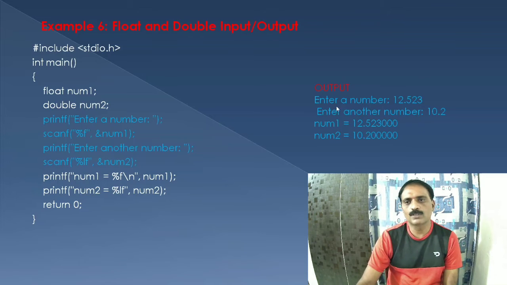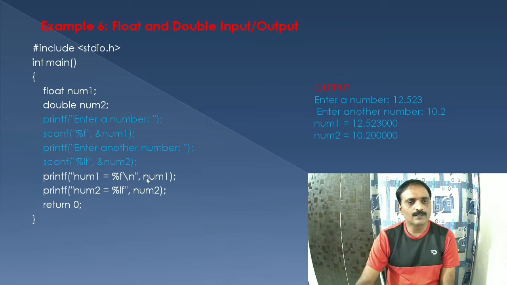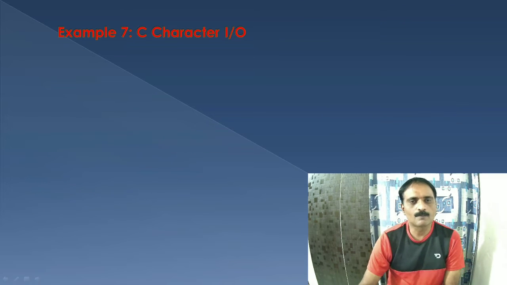And in the output we are going to have the display. First it will ask to enter a number. This is number 1. I am entering it as 12.52, and then entering another value, which I am giving as 10.2. So finally we are going to get the printed output: number 1 is equal to 12.5 and number 2 is equal to 10.2.